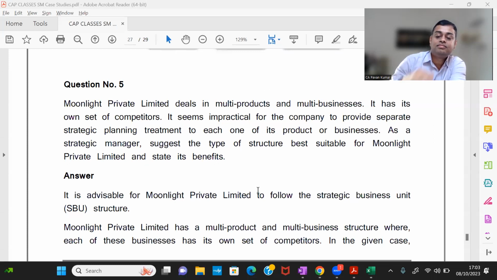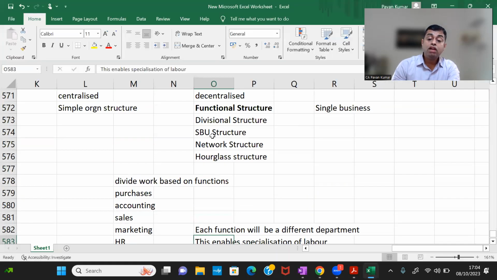Moonlight Private Limited deals in multiple products and multiple businesses. It has its own set of competitors. It seems impractical for the company to provide a separate strategic planning treatment to each one of its products or businesses. As a strategic manager, suggest the type of structure best suitable for Moonlight Private Limited and state its benefits. So when it is said that there are multiple businesses and multiple products, it is always better either to go with the divisional structure or to go with the strategic business unit structure.